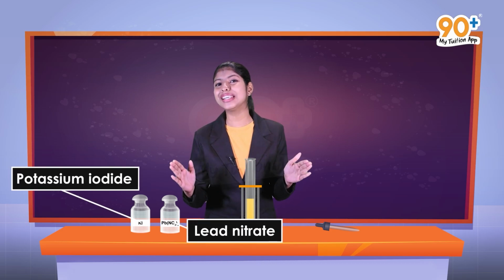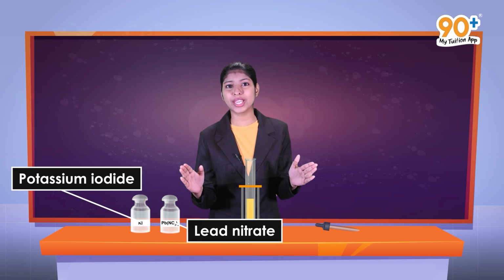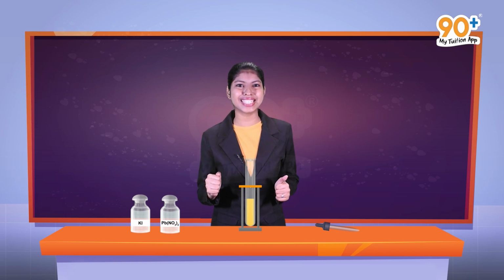Friends, do you notice something? Here, both lead nitrate and potassium iodide are colorless. But when mixed together, we got a yellow colored substance, right? Which characteristic of chemical reactions do you observe in this activity? Yes, it is change in color.